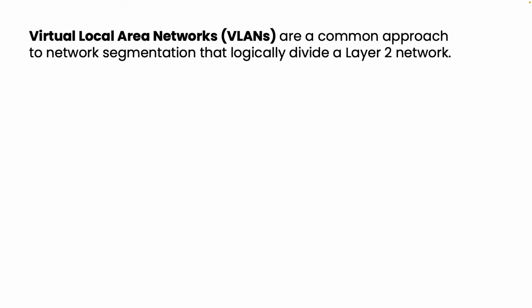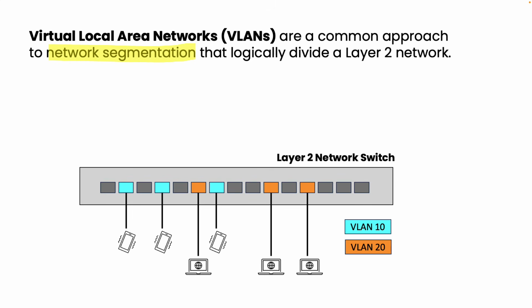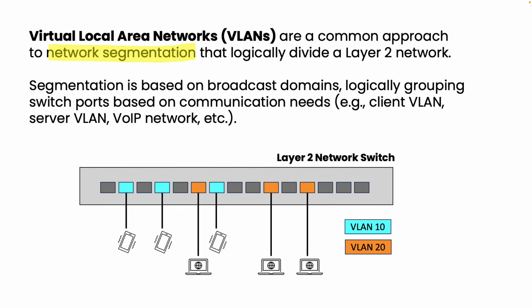So from a network virtualization perspective, we have virtual local area networks, or VLANs, which are a common approach to network segmentation that logically divides a layer 2 network. So here's a layer 2 switch. The segmentation is based on broadcast domains, logically grouping switch ports based on communication needs.